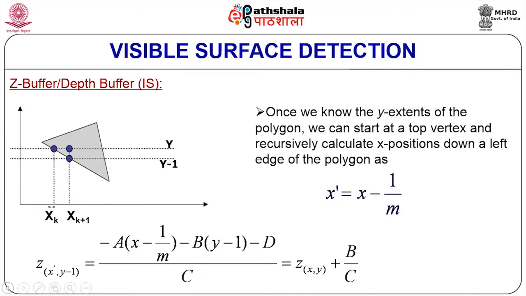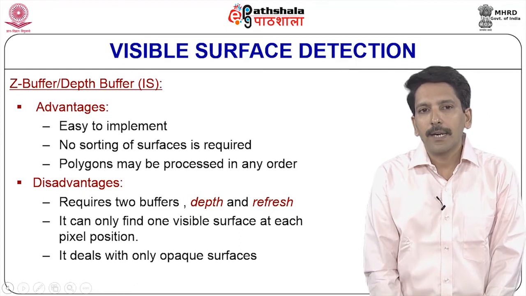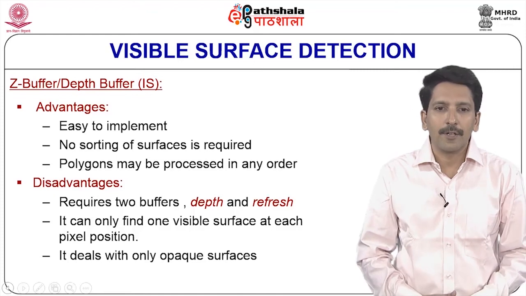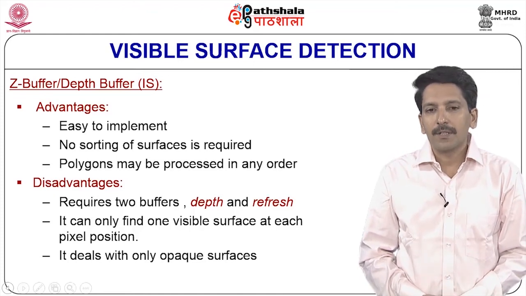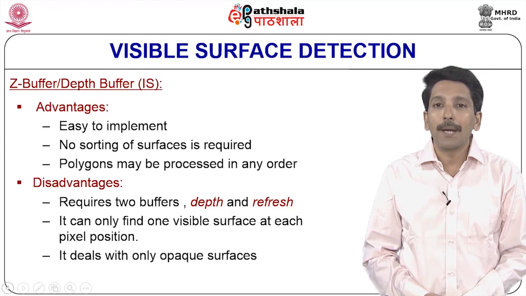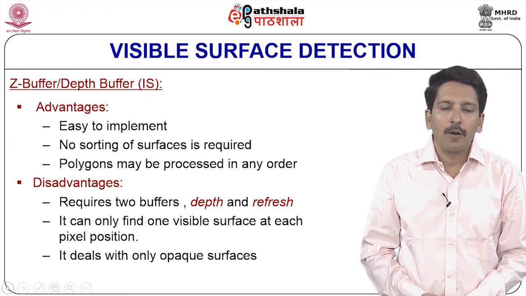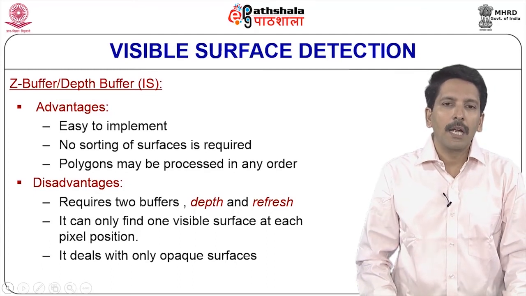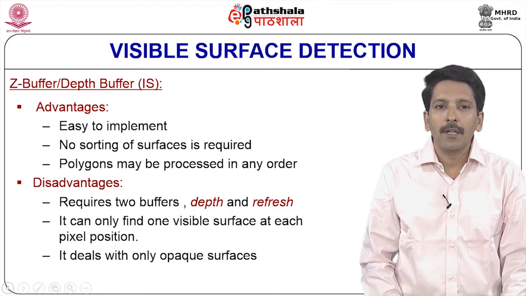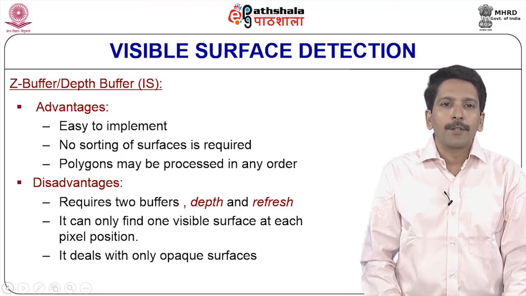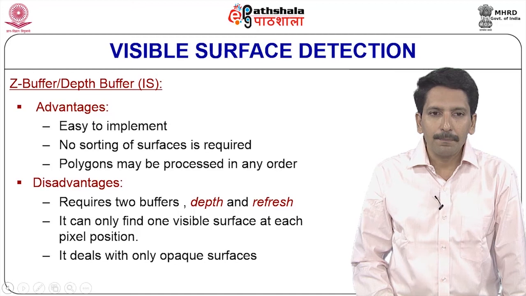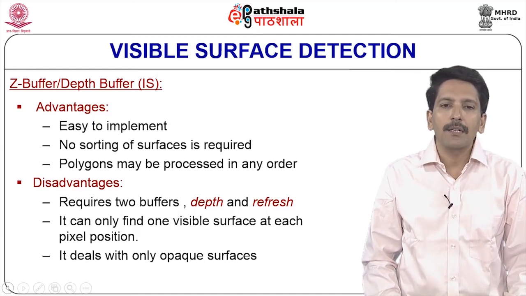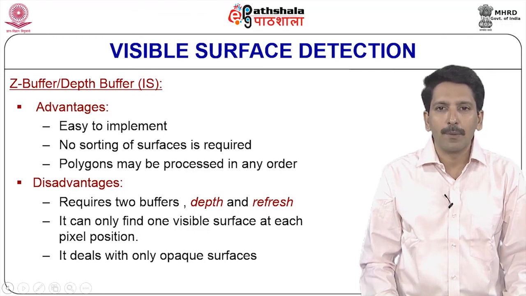So, this is how we look at the depth buffer method, a very important visible surface detection method. It requires two buffers, the depth buffer and the refresh buffer. It deals with only opaque surfaces. So, there are some drawbacks, obviously. It takes up only one surface at a time for processing. It does not take multiple surfaces at a time. That is a major drawback. But the advantage, as you can see, is that it is simple and easy to understand, no sorting of surfaces is required, polygons may be processed in any order, and it is easy to implement.